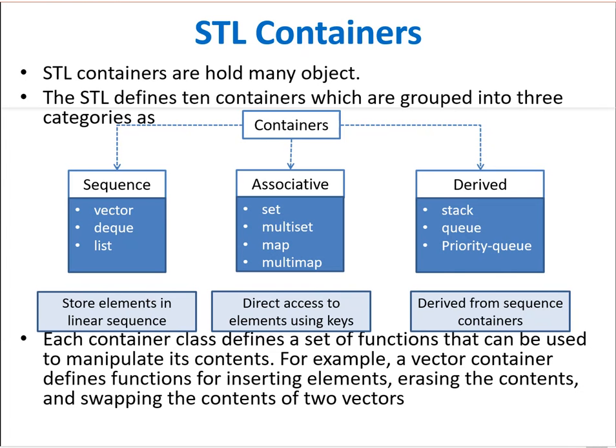Each container class defines a set of functions that can be used to manipulate its contents, or manipulation of data between the different containers. For example, a vector container defines functions for inserting elements, erasing the contents, swapping the contents between two vectors, and so on. For manipulation of data, sequence containers and associative containers use iterators, but derived containers do not support any iterators.